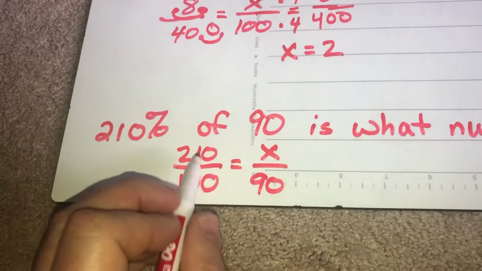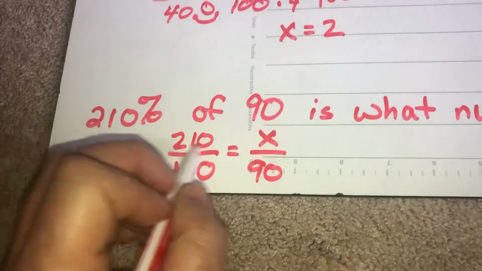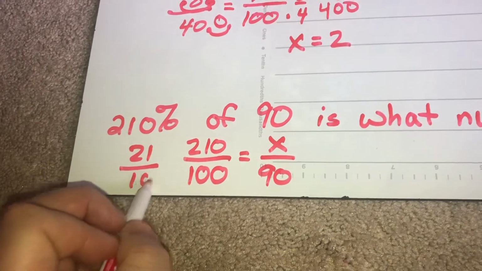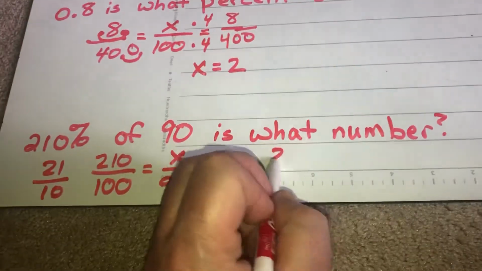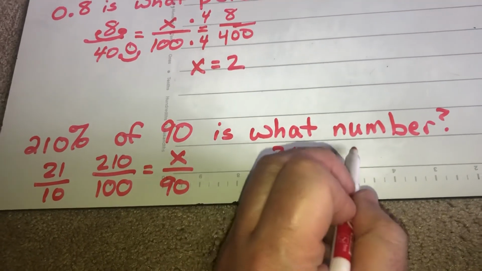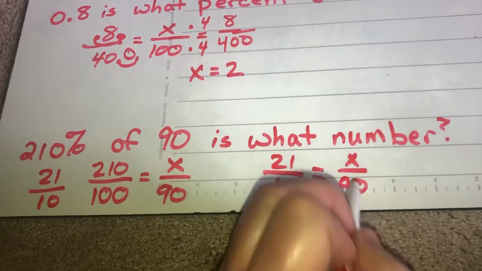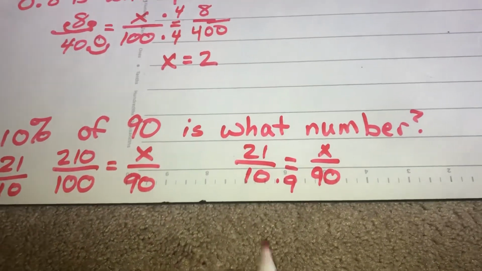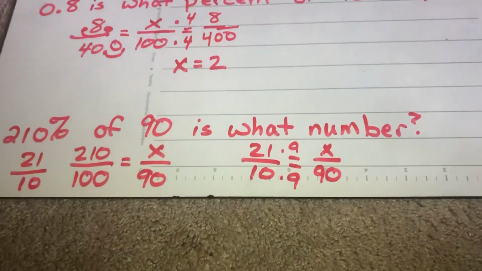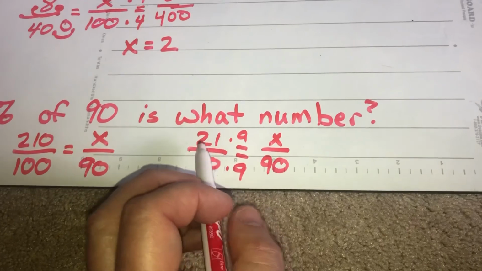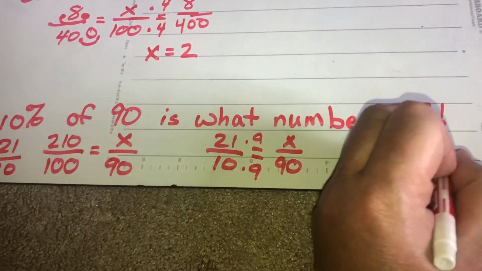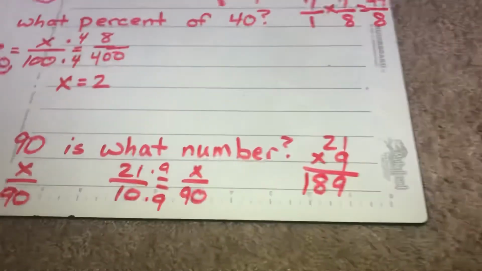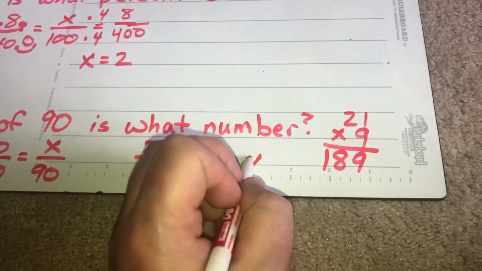Once again, I'm going to simplify. I'm going to divide by 10. They both end in 0. 210 divided by 10 is 21. 100 divided by 10 is 10. So I end up with 21 over 10 equals x over 90. Well, that's not bad, because I just do 10 times 9 to get 90, which means I have to do 21 times 9. Well, what's 21 times 9? 9 times 1 is 9, 9 times 2 is 18, I get 189. X equals 189.